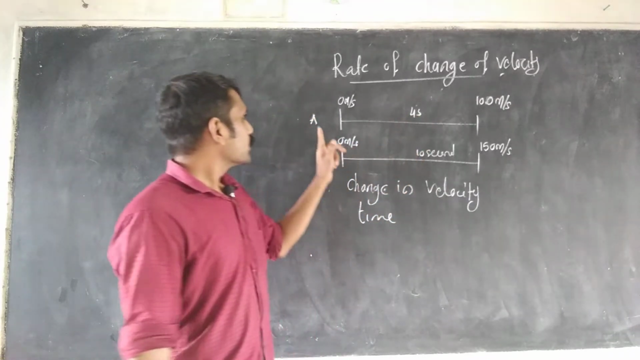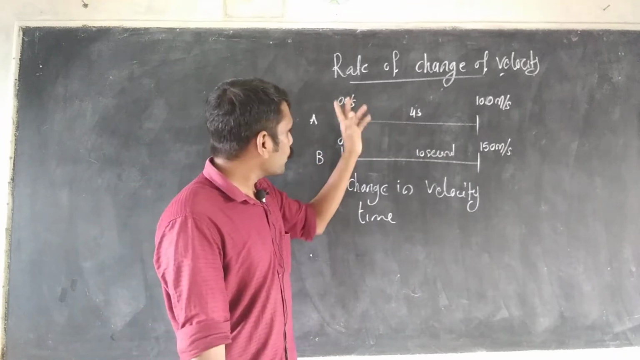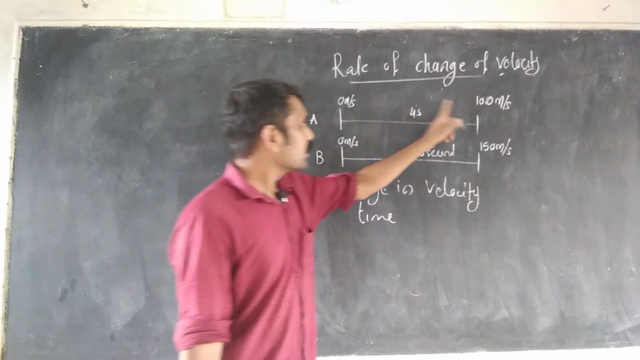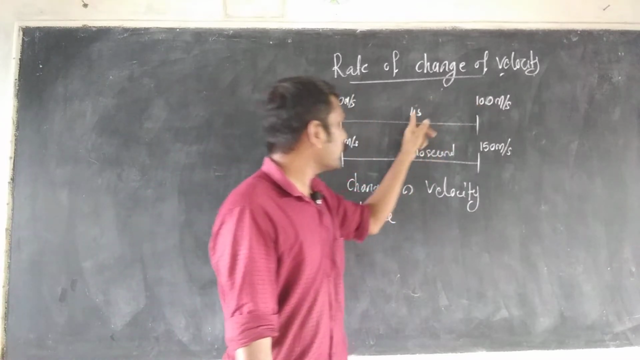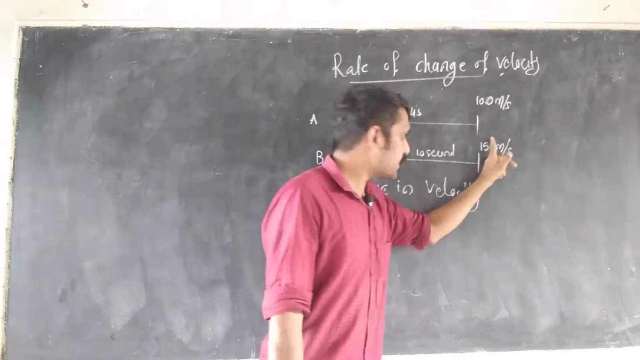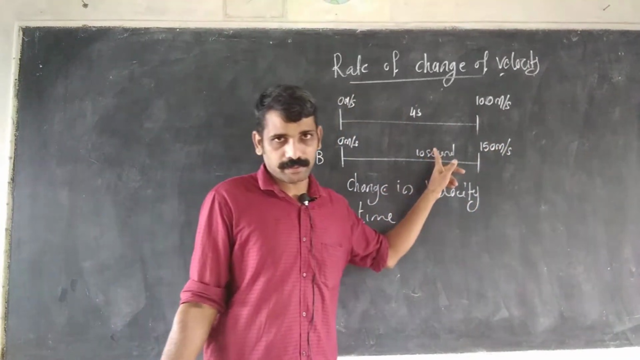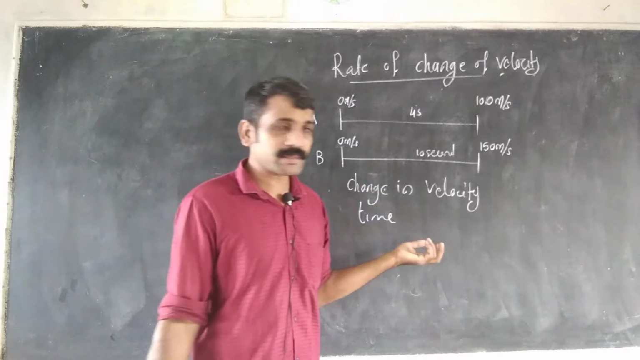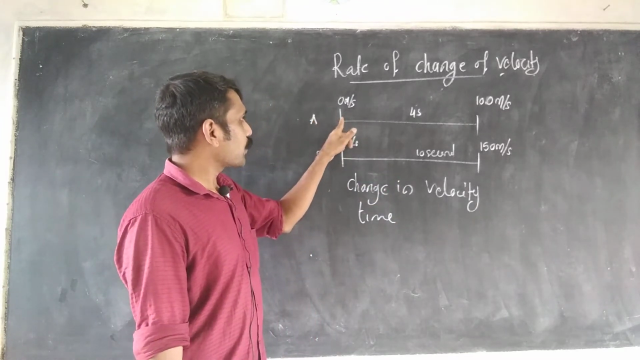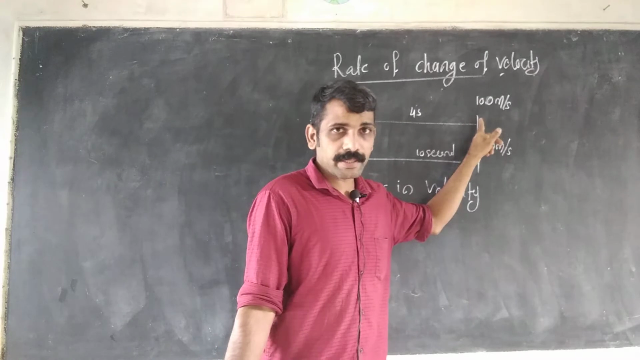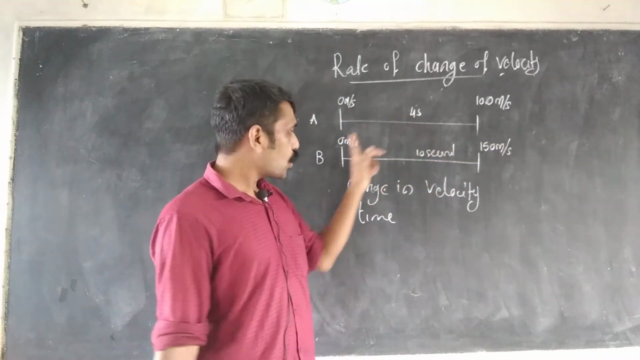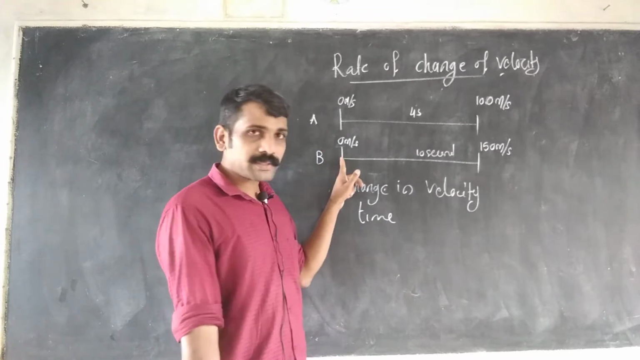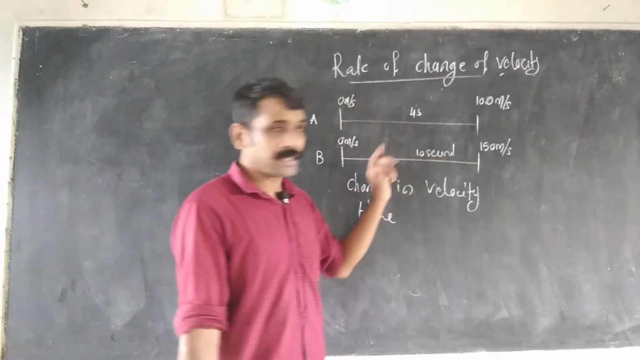Here both quantities are given for two objects. Object A, change in velocity is given, time is given. Object B, change in velocity is given, time is given. So who changes fast, who changes slowly? Object A increases from 0 to 100 in 4 seconds. Object B, its velocity increases from 0 to 150 in 10 seconds.